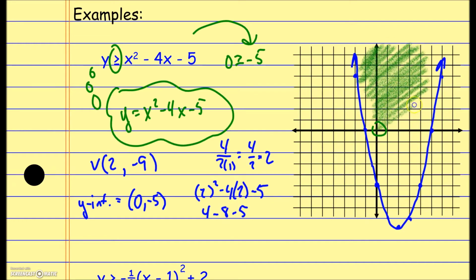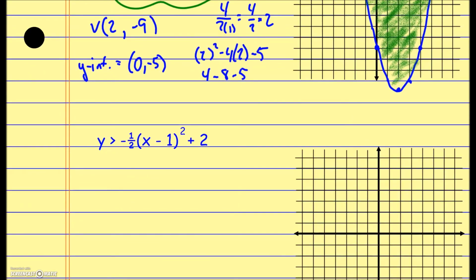So I'm shading the inside of this thing. Okay? And here's what it looks like. And so when we graph this, again, it's really no different from anything else we've done. But now I'm just using a parabola. So I'm drawing a parabolic curve and then shading either inside or outside the curve. Okay? If I look at the next one, very similar.